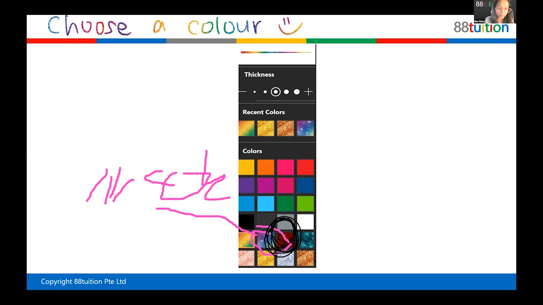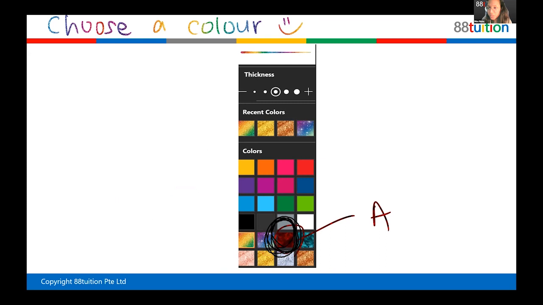Okay, thank you. Rainbow. Yes, this one. Okay, thank you. This one is red and black. If you notice, there's bits of black inside, so it's a mixture. It's a very nice color. Okay, thank you, Ariano. So let's use this color.